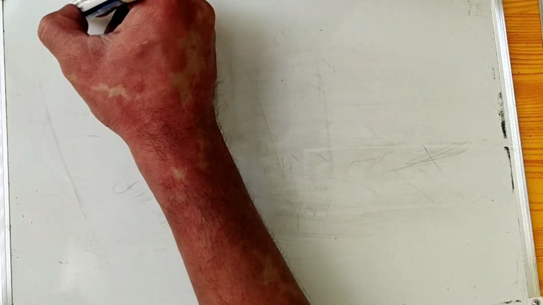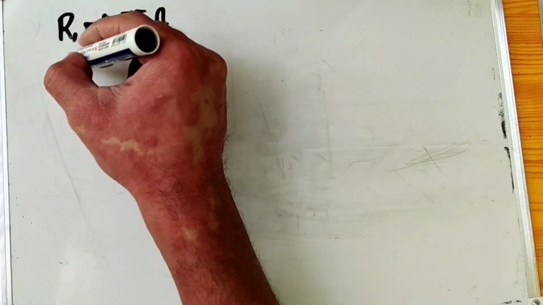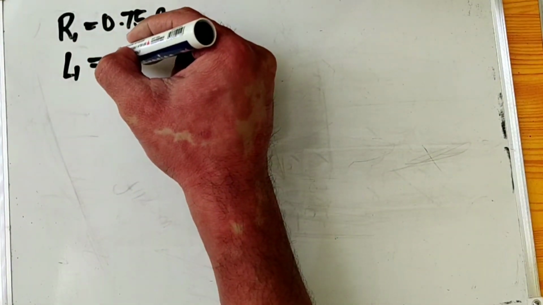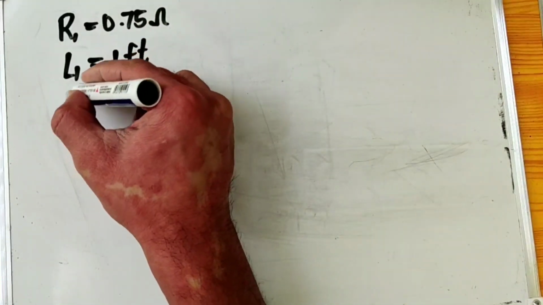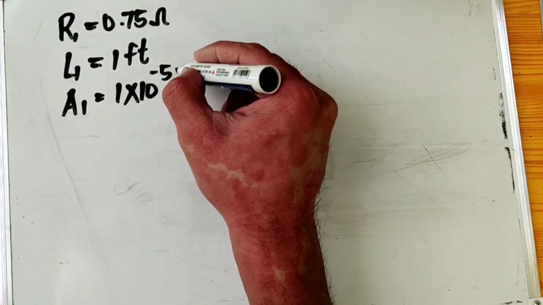So sa example naman na to, meron tayong dalawang magkaibang kondisyon ng resistor or resistance. Again, meron tayong dalawang magkaibang kondisyon ng given ng length at ng area, which we are asked to find the value of the resistor at the second condition. So, in the first condition, we have R1 which is equal to 0.75 ohms. For the L1 or the length in the first condition, we have 1 foot. And for the area 1, which has the value of 1 times 10 to the negative 5 inches square.